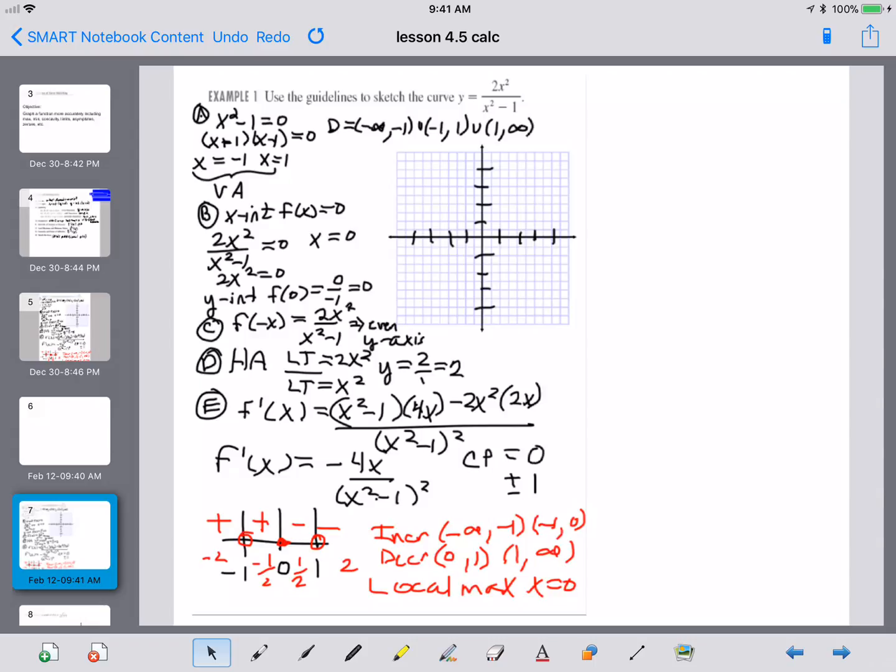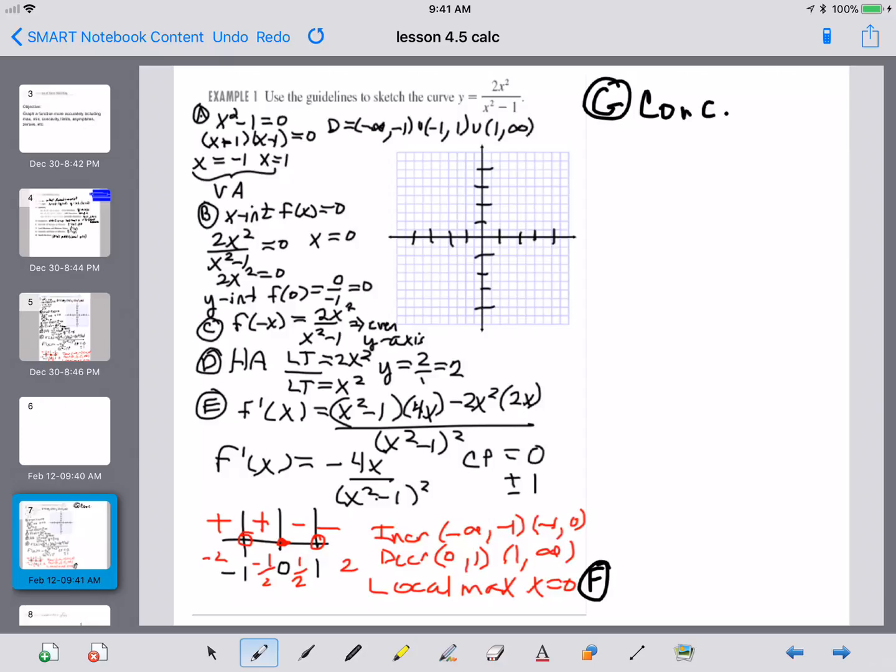Okay, so we now know where it's increasing, decreasing. We have a local maximum. We know the intercepts. We know where it's hitting the x and y axis. We know symmetry. We know a lot about the graph. Now let's talk about, well, we did max and mins, so we kind of did F right here. Okay, now we're talking about G, which is the concavity and points of inflection.